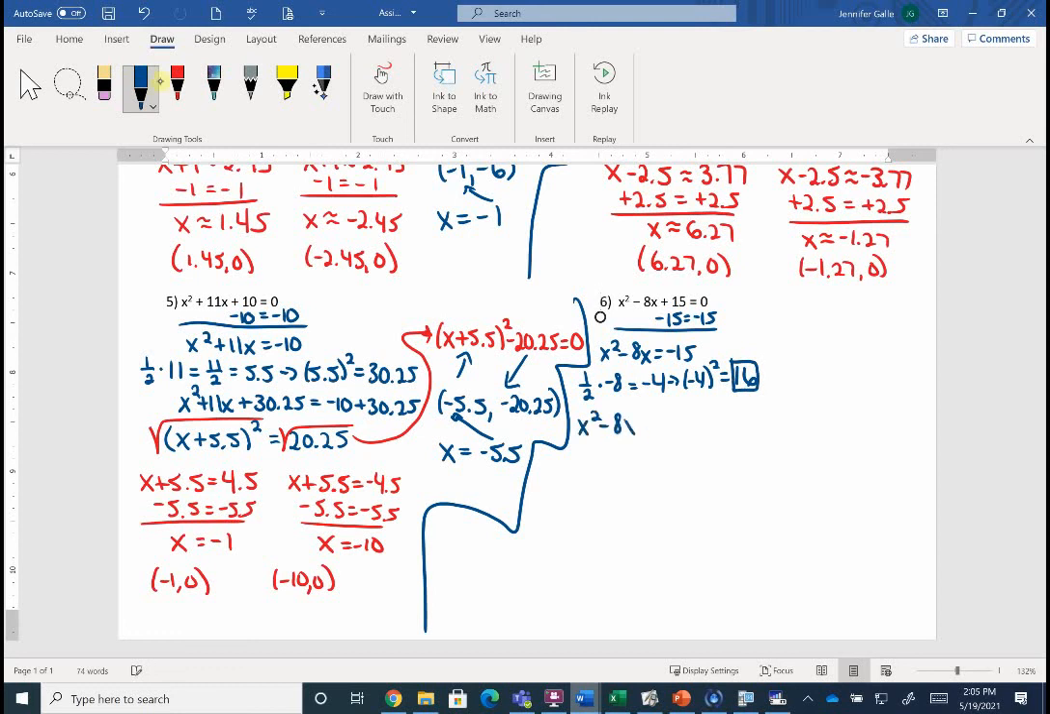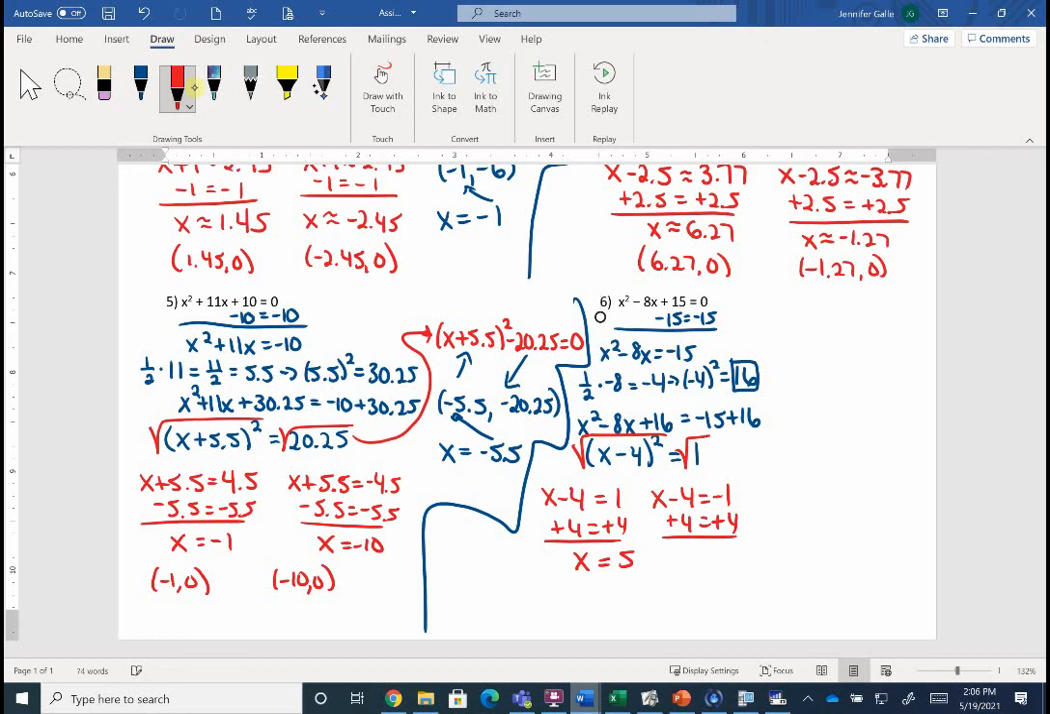X squared minus 8x, I need to add 16 to make my square. To keep things balanced, I also need to add 16 to the -15. I make my binomial. I use half of b, and then I square. Then over on the right, I get 1. I go ahead and I take the square root to solve. X minus 4, that could be +1. X minus 4 could equal -1. Go ahead and add 4 to both sides. X could be 5. X could be 3. If we were to graph, these would be my x-intercepts.